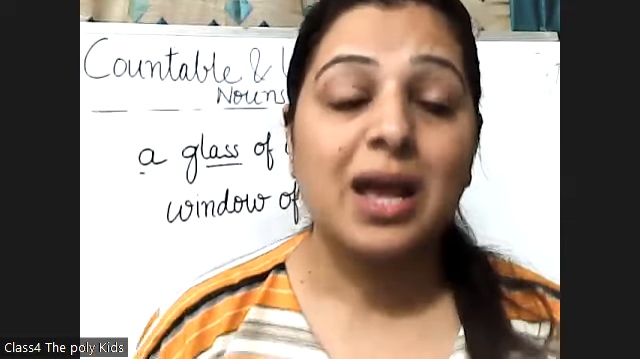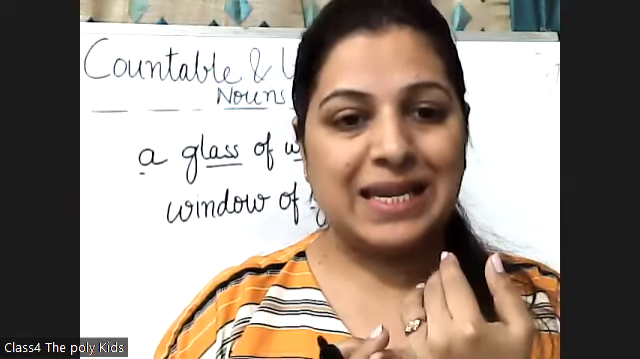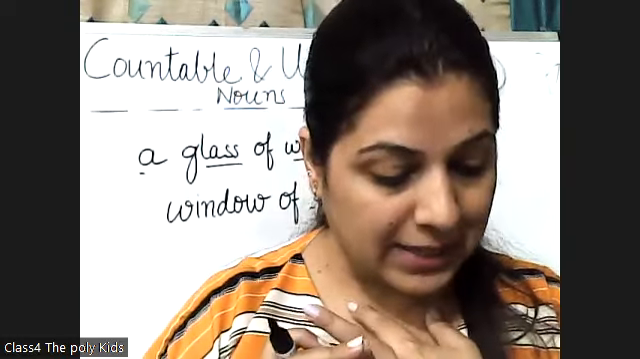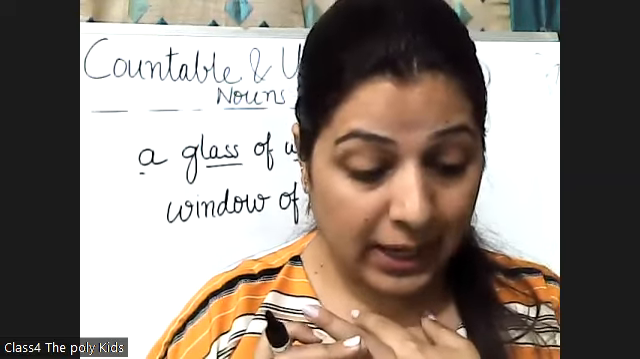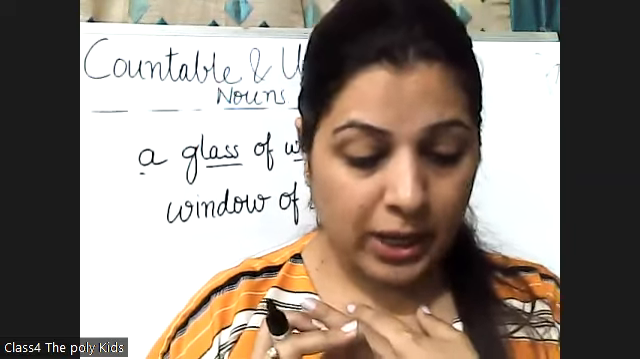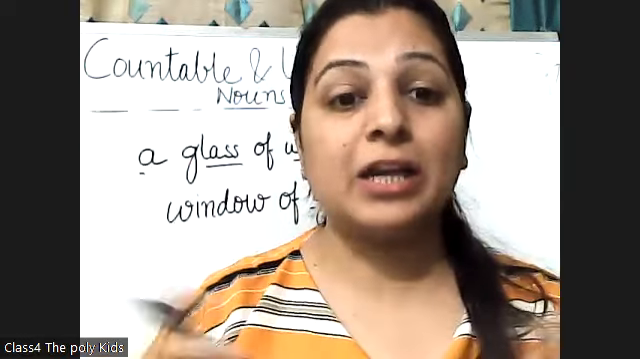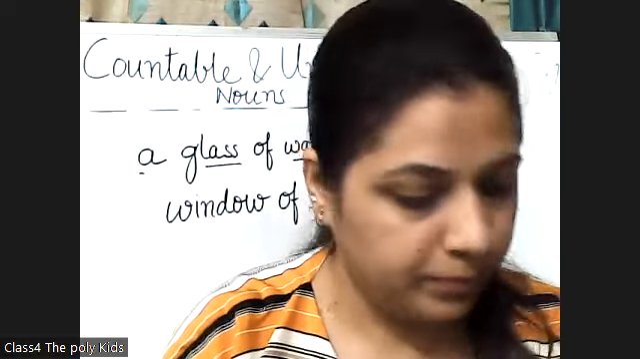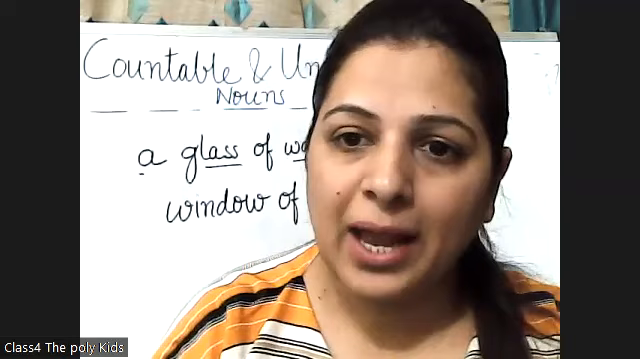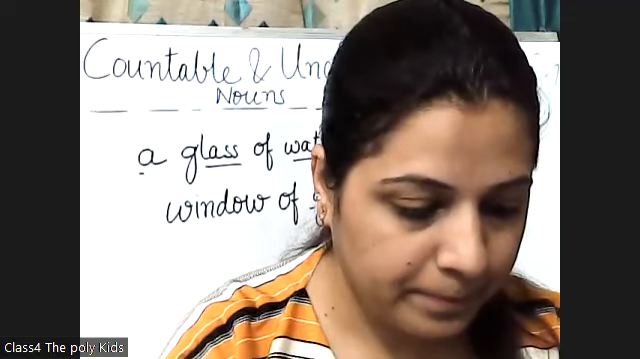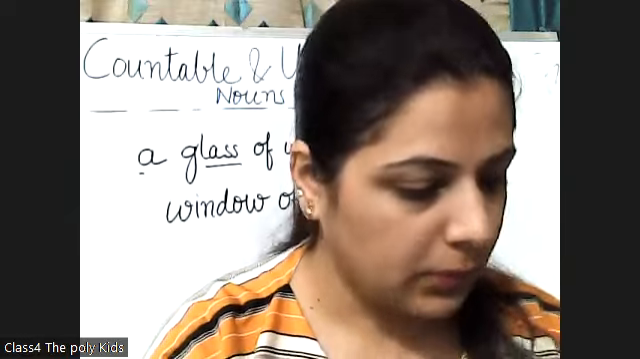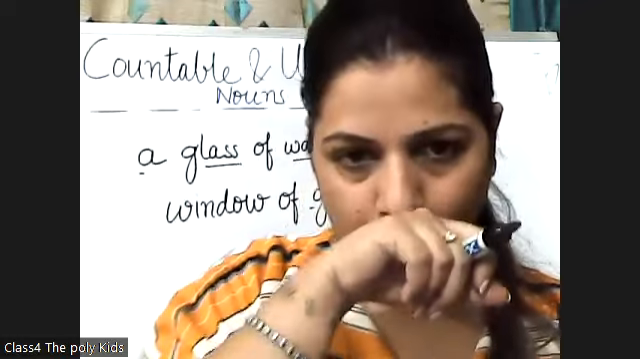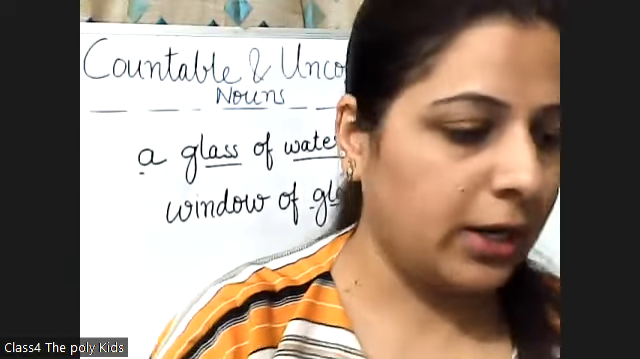But other things, when we are talking about pencil, tomato, potato, or book, what else? Mountains, calendar, okay, trees. So the things that you can count in numbers are countable nouns. Clear? Any confusion? Now I will ask 2-3 sentences and you will tell me whether it is countable or uncountable.